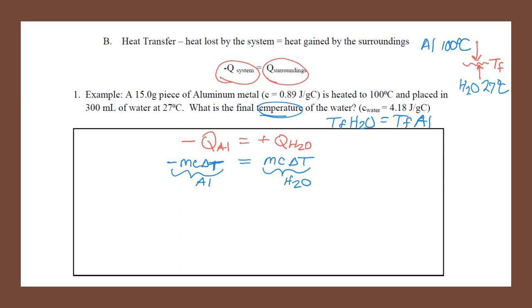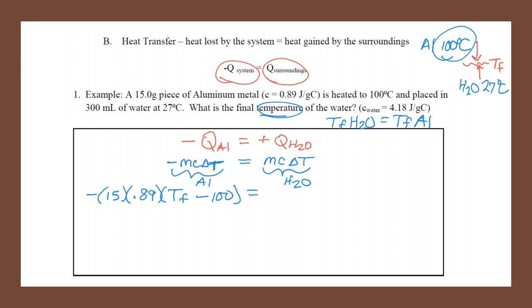So when I expand out this equation, let's go ahead and plug in some numbers here. The mass of my aluminum is 15 grams. The specific heat of my aluminum is 0.89. And T final, I don't know. Remember, delta T is always final minus initial temperature. T final, I don't know. I'm going to try and find that. The initial temperature of my aluminum is right up here, 100 degrees Celsius. So I'm going to go ahead and plug that in there.